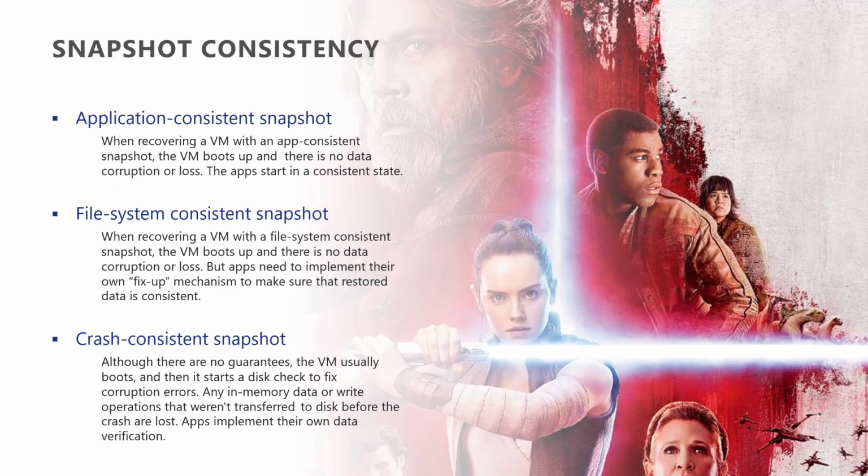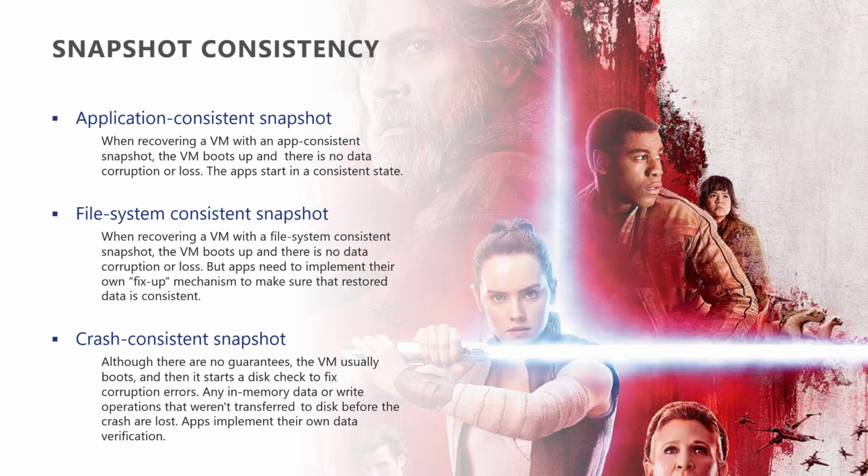There are 3 types of snapshots. Application consistent snapshot. When recovering a VM with that kind of snapshot, the VM boots up and there will be no data corruption or loss, because all data in memory and all transaction data is backed up. So the apps all start in a consistent state and you can start working without you needing to do any kind of other action. Then you have the file system consistent backup. When recovering a VM from this state, there is also no data corruption or loss, but there is no guarantee that your application is able to start up, and you probably should take manual actions to get your application or applications running again.